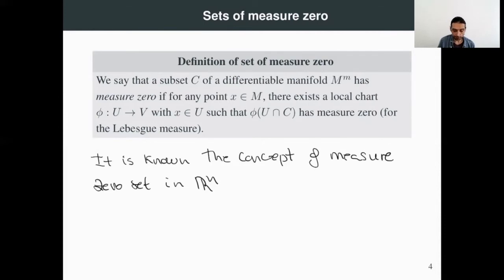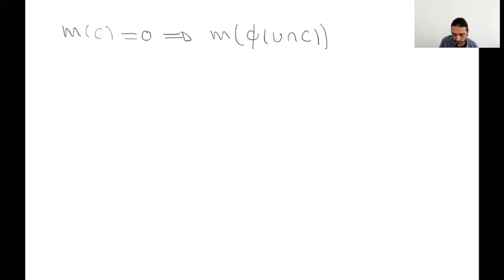But it is not clear from the definition that if we consider any local chart phi, then the image of U intersection C has measure zero, because we could be using other charts a priori for the points of this intersection in order to show that locally the measure is zero. So we are going to try to show this result: if C has measure zero and phi is a local chart, then the measure of phi of U intersection C is also equal to zero.